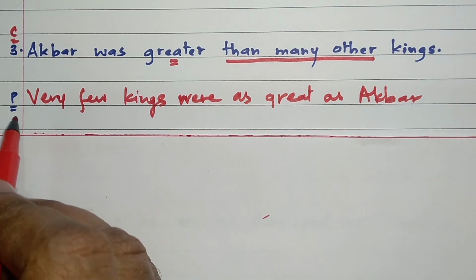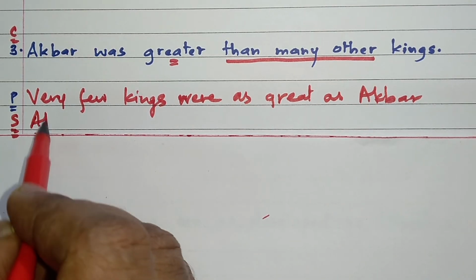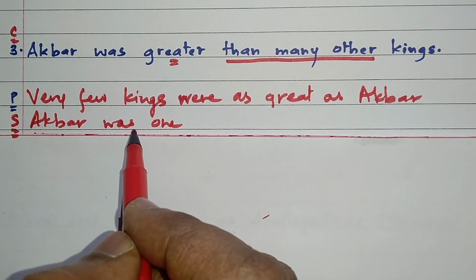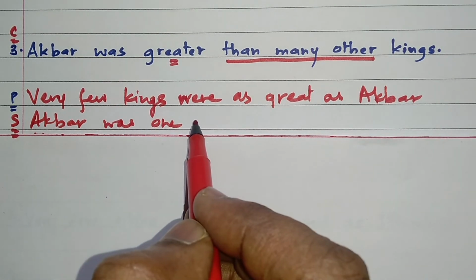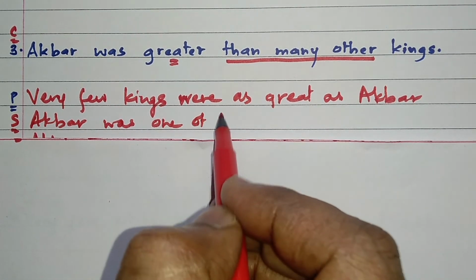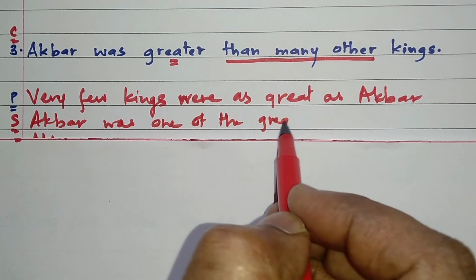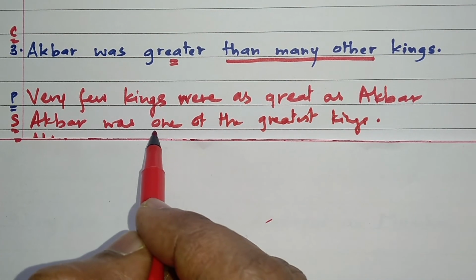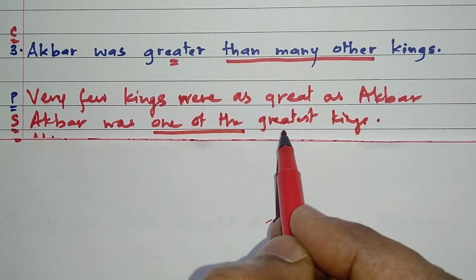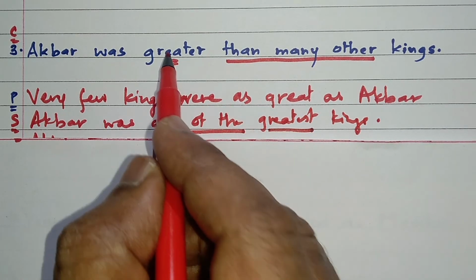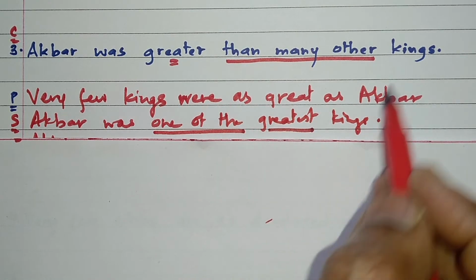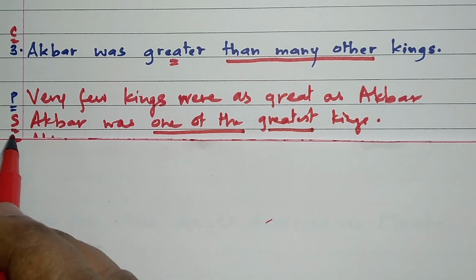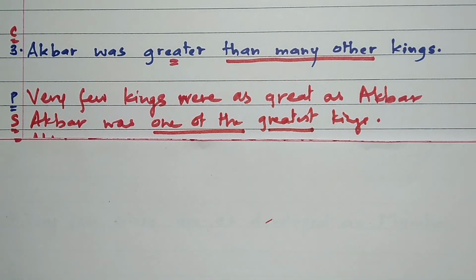Now let's frame the superlative degree. Akbar was, because this verb has to be kept the same, was one of the greatest kings. See, we have used one of the plus superlative degree adjective of greater, that is greatest, and the same noun. So Akbar was one of the greatest kings. This is the superlative degree sentence.